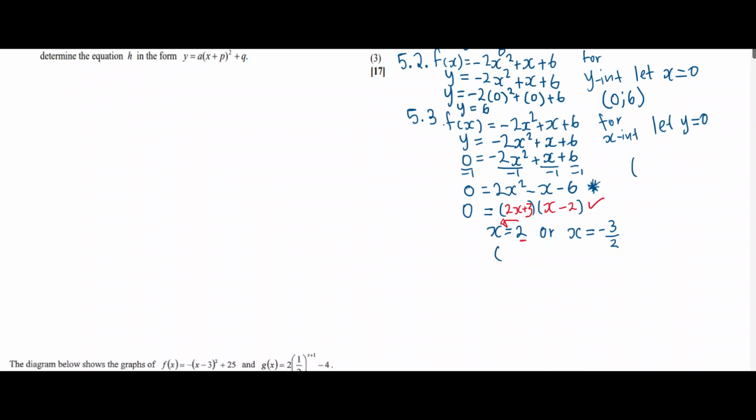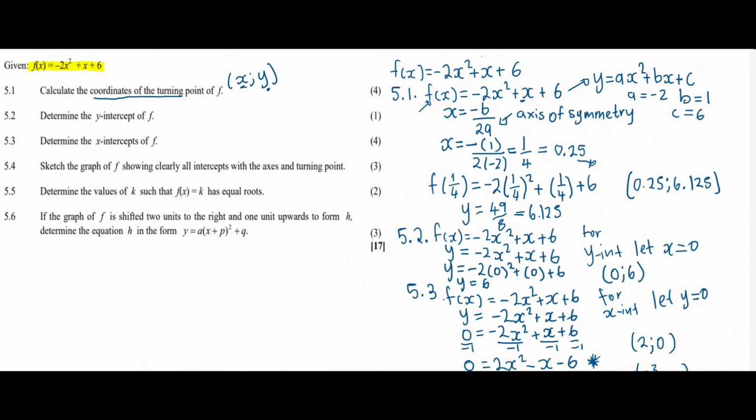We got those x values, we got those x-intercepts. So you can simply write the coordinates down. It's going to be (2, 0) and (-3/2, 0). So this is basically -1.5. Good. Now let's move on to another question.